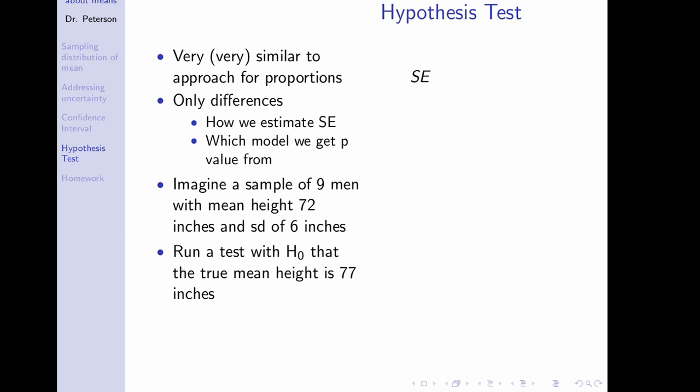So again, we calculate our standard error. This is just like we did on the previous page. The sample standard deviation divided by the square root of n. 6 divided by the square root of 9, which is 3, gives us 2. Degrees of freedom are always 1 less than our sample size when we're working with means. So we take 9 minus 1, which gives us degrees of freedom of 8.